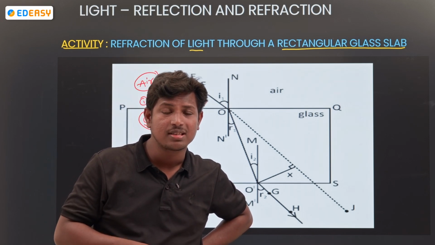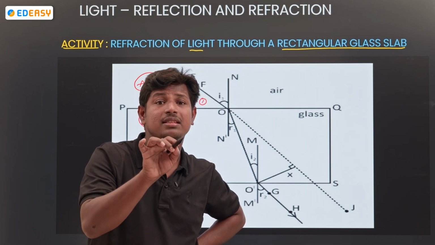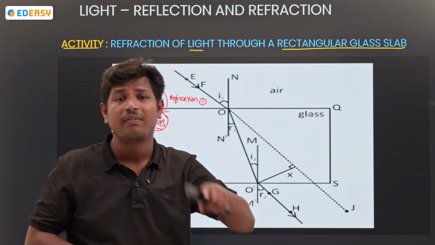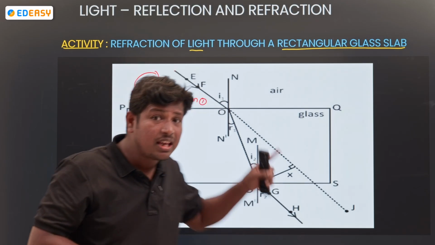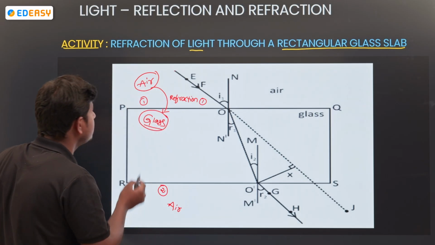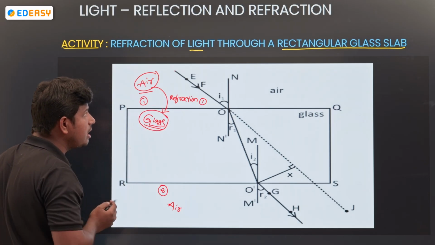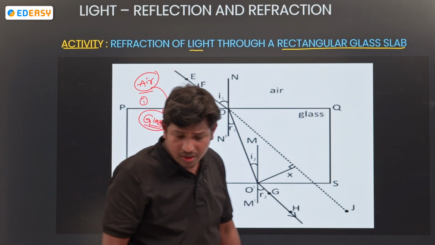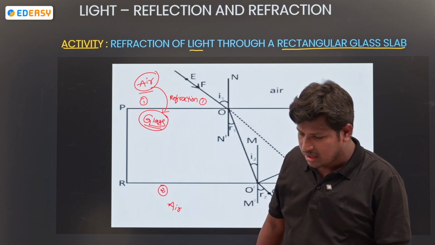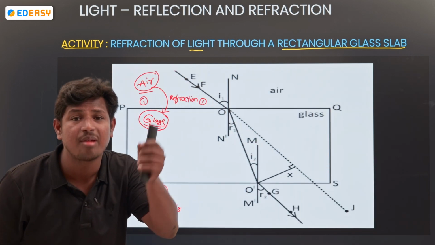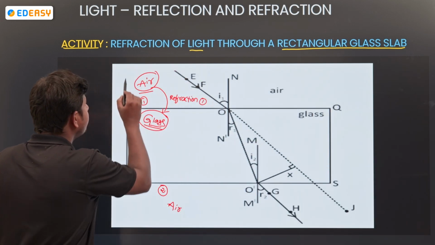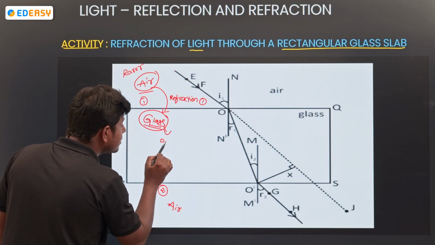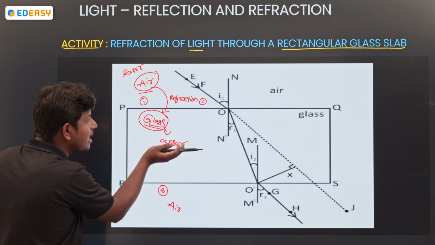When refraction takes place, we have to check first whether light is changing its medium or not. Here, is the medium changing or not? Yes, changing. Air is one medium, glass is another medium. Which is rarer? Which is denser? Tell me, anybody from the comment section. Yes, air is the rarer medium. Glass is the denser medium.